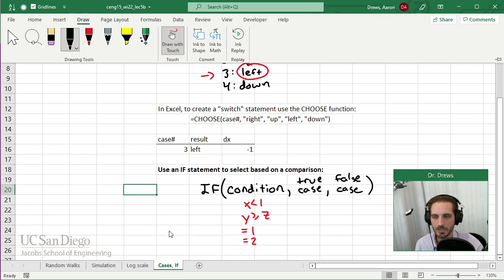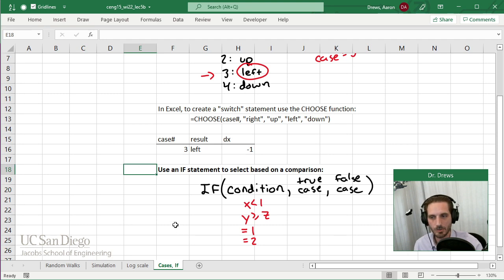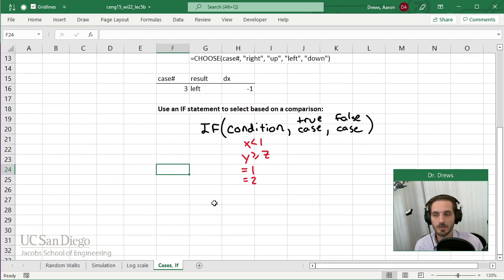It's a little bit more complicated than it needs to be. A choose statement is a little bit easier, but I want you to see how it works. If you thought an if statement could do this, you're right. It just looks a little bit worse. So let's bring our case number and our result down here.